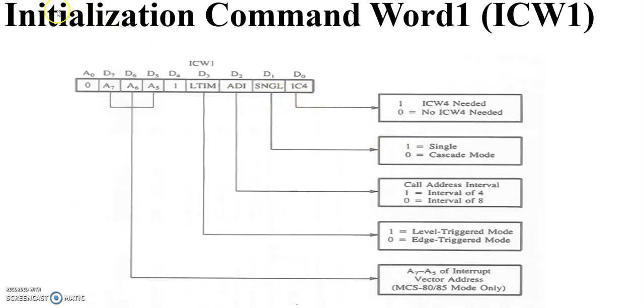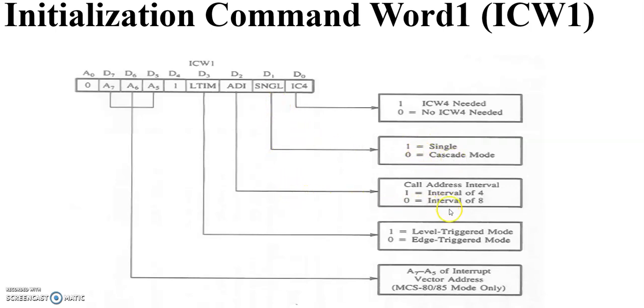Next, the first one is initialization command word 1, ICW1. Here IC4, when set to 1, means ICW4 is needed; otherwise it is not needed. SNGL, when set, means single mode; otherwise it is cascade mode.